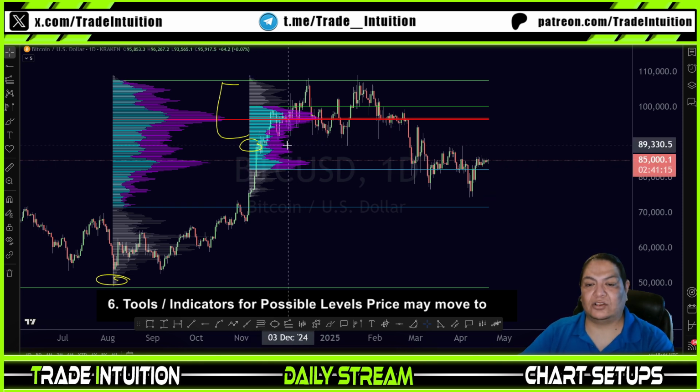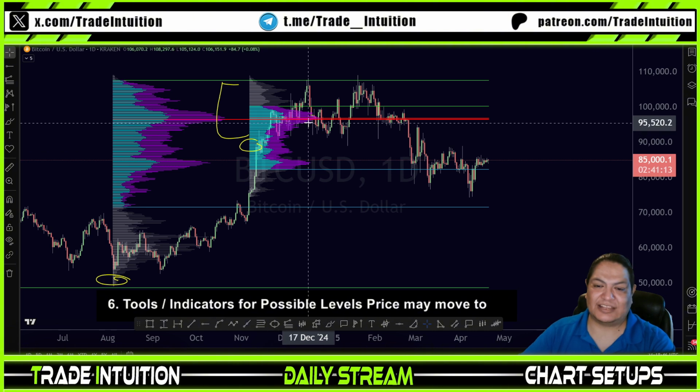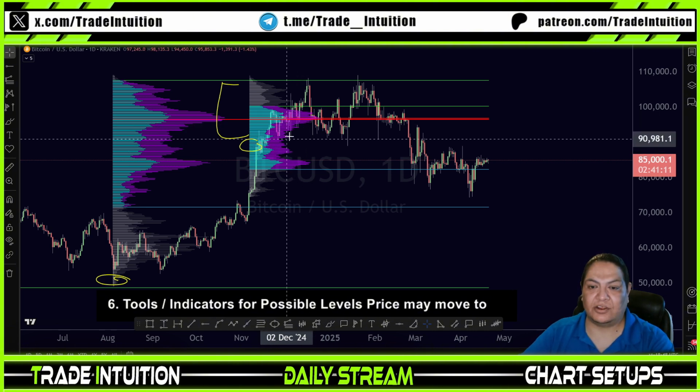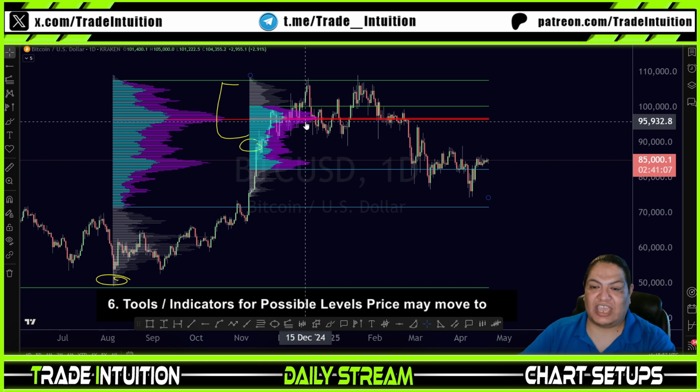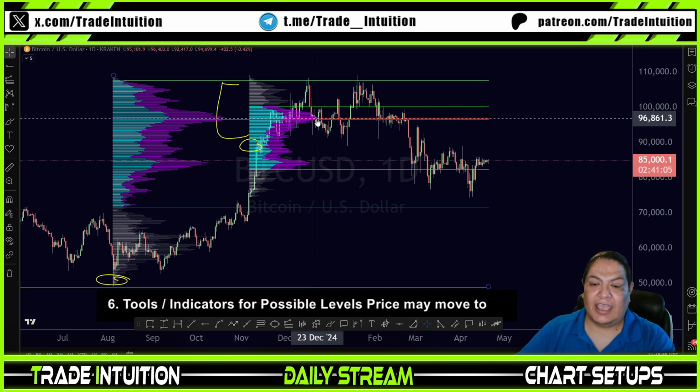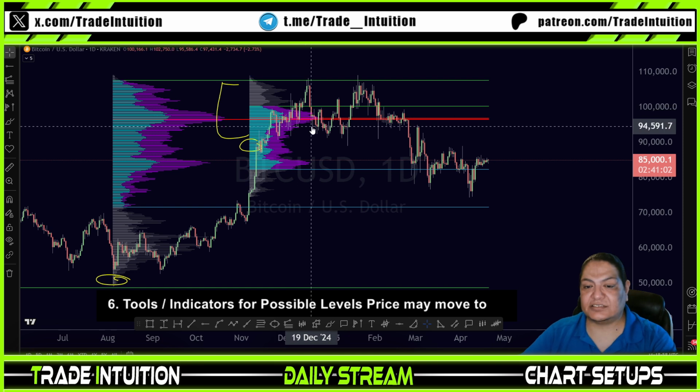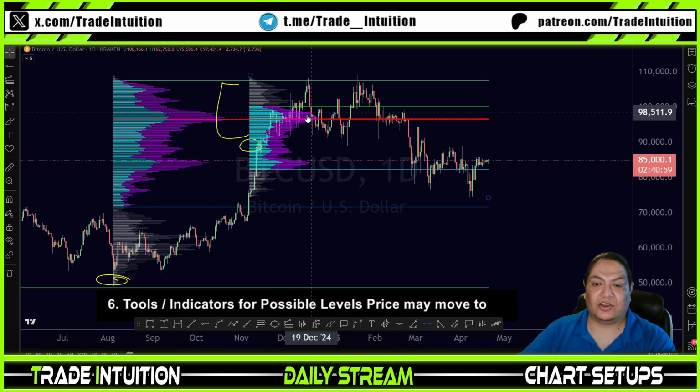This is called a low volume node. That just means there was a little bit of volume here. This was the peak, the absolute highest point, which gave us the point of control. And then we have peaks and valleys. So here it's a level.